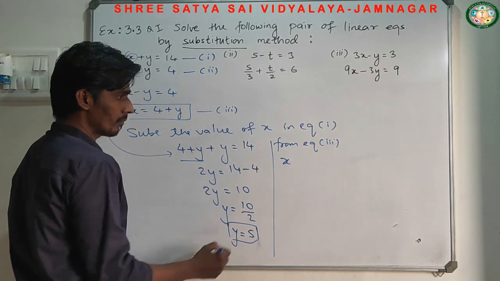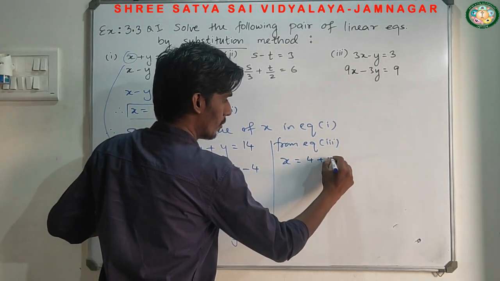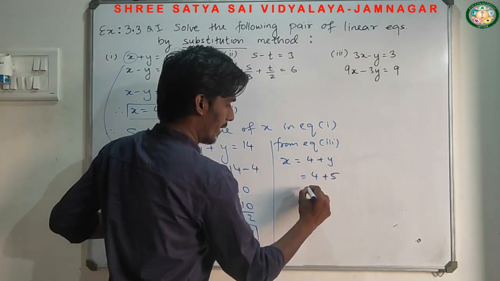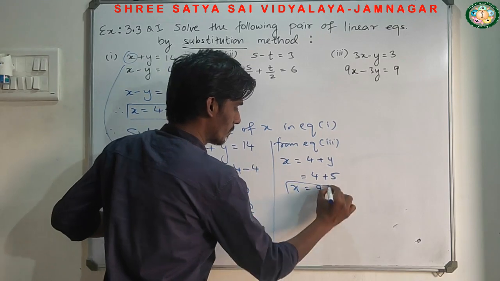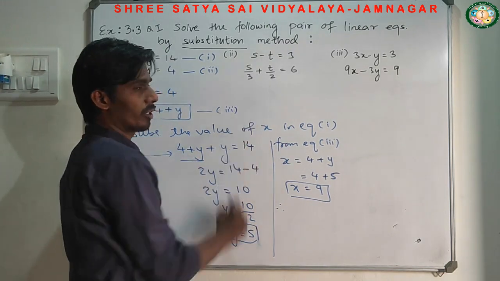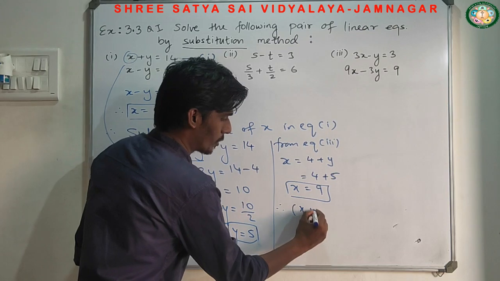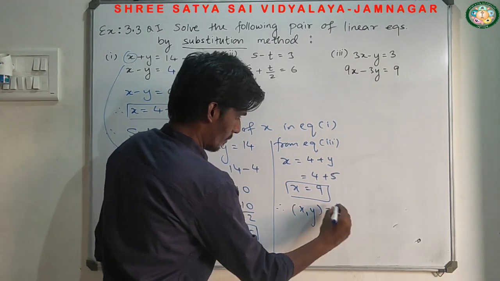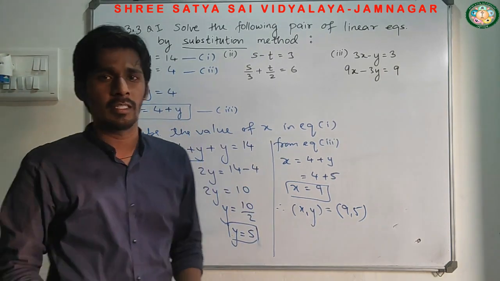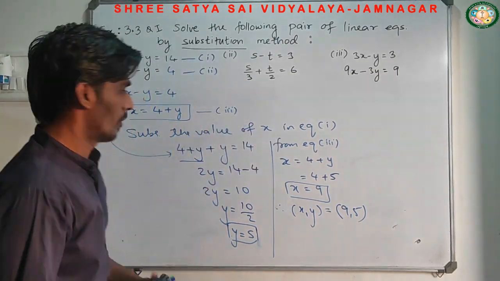x equals 4 plus y. What is the value of y here? It's 5. So x is 9. So I got the values of x and y. Therefore the solution of this equation is x, y equals 9 and 5. So (9, 5) is the solution for the first pair of equations. Similarly, we can solve the second one with the same method.